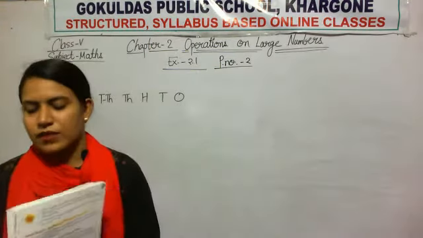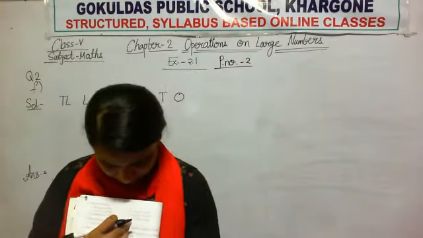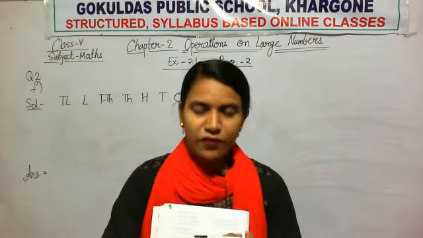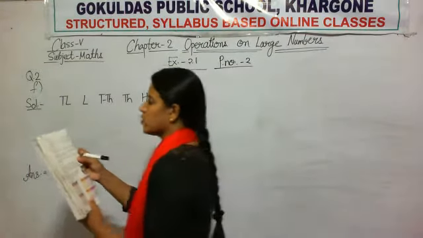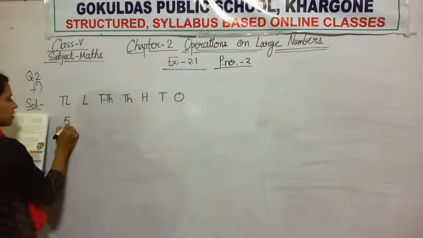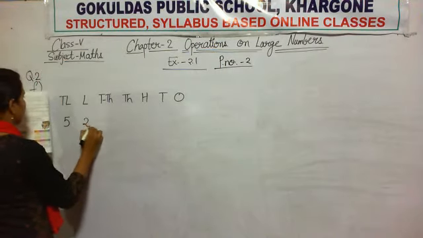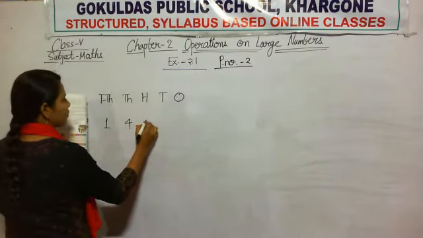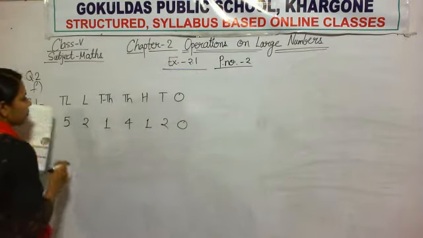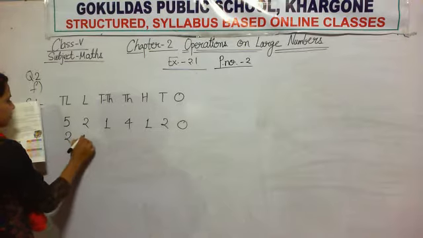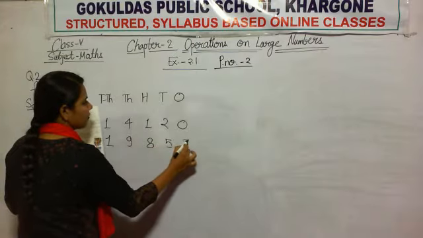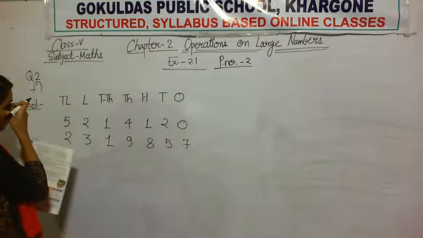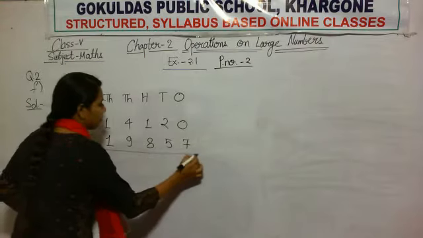First compare which one is larger, 52 lakh 14,120 or 23 lakh 19,857. Which one is larger? Right, 52 lakh 14,120. So I will write the larger number first in subtraction. So I am writing 52 lakh 14,120 first. Then your next number is 23 lakh 19,857. Now which operation are you performing? Subtraction, so put the minus symbol. Okay.